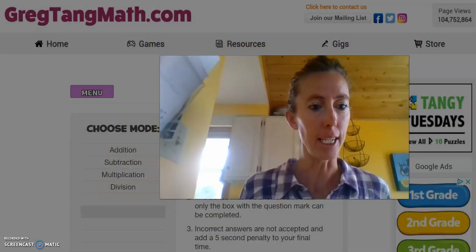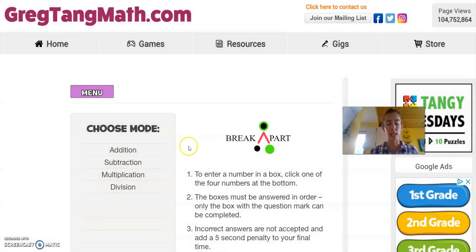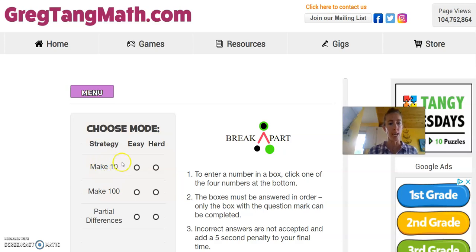All right, you guys, we're going to subtract, and we're going to use a strategy where we think about 10. It makes subtraction easier. All right, take a look. When you click the link, you're going to break apart numbers to help you subtract. So we're going to click subtraction, and I'm going to do this one using 10.